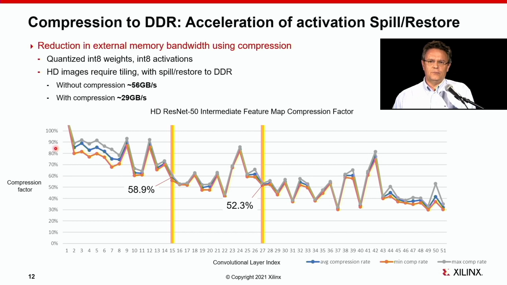This slide shows the compression factor that we can achieve in the architecture. On the x-axis, we show all the different layers in ResNet 50. We plot the minimum, maximum, and average compression factor. As you can see, it's pretty similar. And I guess the high-level summary of this slide is that with using the compression feature available in the AI/ML architecture, we can cut the memory bandwidth by about 50% on average. As you can see, in the final layers, the compression factor can be higher.